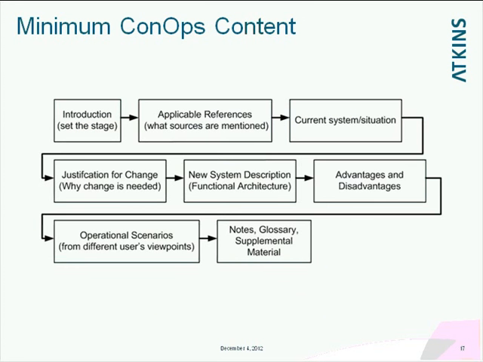Here's what I think the minimum ConOps content can be. You have the introduction part where you're setting the stage for the system. And then you add some applicable references, but only for the sources that are mentioned in the document. You don't throw references in there for things that aren't referenced in your document.